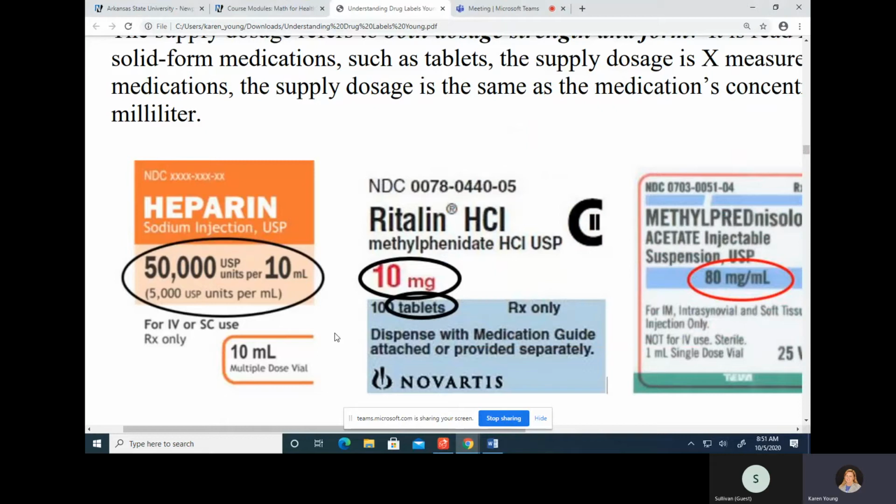And when you're calculating the drug dosage, you can use either one. You can use the 50,000 units per 10 milliliters, or you can use the 5,000 units per milliliter, depending on what the doctor's ordered, is how you want to do that.